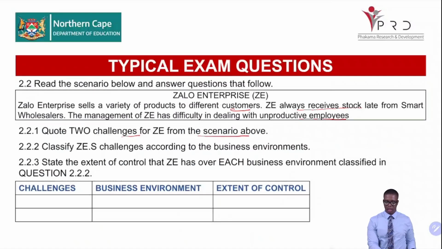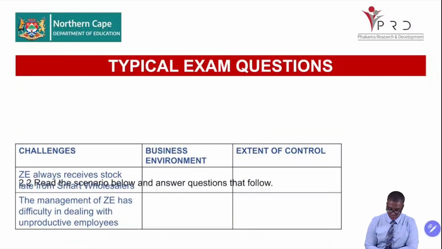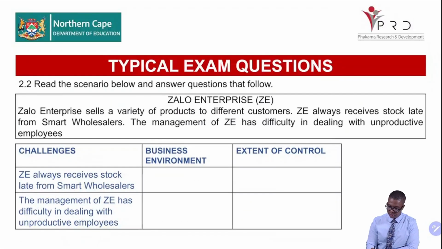Let's quote those challenges. ZE receives stock late from Smart Wholesalers. That's challenge number 1. Number 2, the management of ZE has difficulty in dealing with unproductive employees. And then another one is state the extent of control that ZE has over each business environment classified. So, when we go about it, we say quote. This is how you should quote. These are the first 2 challenges: ZE always receives stock late from Smart Wholesaler, and the management of ZE has difficulty in dealing with unproductive employees.